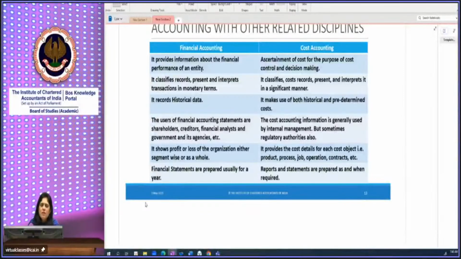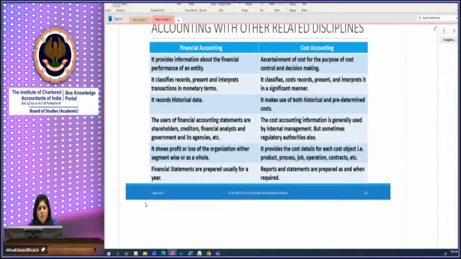So now, financial accounting classifies, records, presents and interprets transactions in monetary terms. Financial accounting people are concerned about financial figures, but cost accounting just focuses on the cost of any product or the manufacturing process, or how the whole coordination of many departments works. That is more important in cost accounting. Financial accounting records historical data, and cost accounting makes use of both historical and predetermined cost.